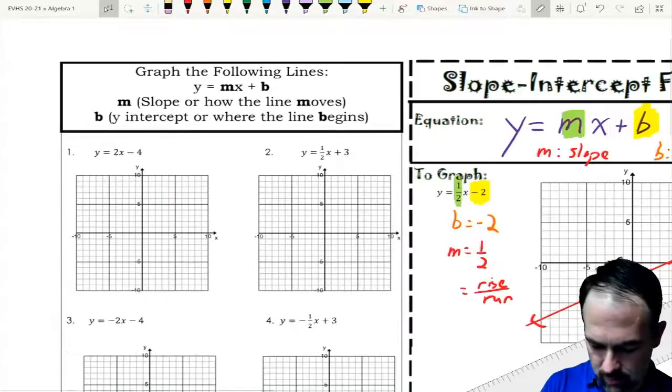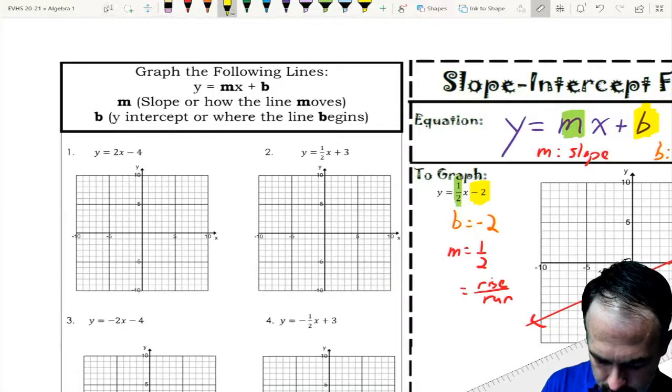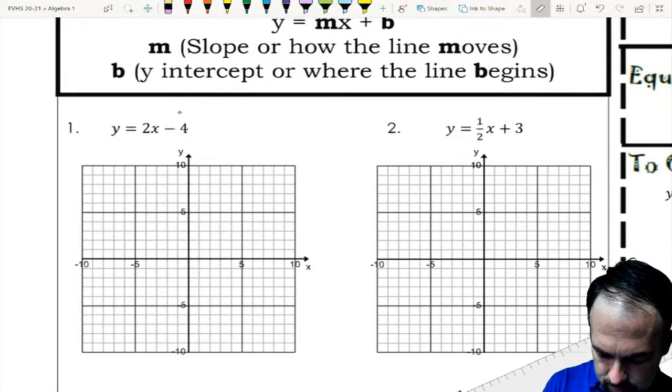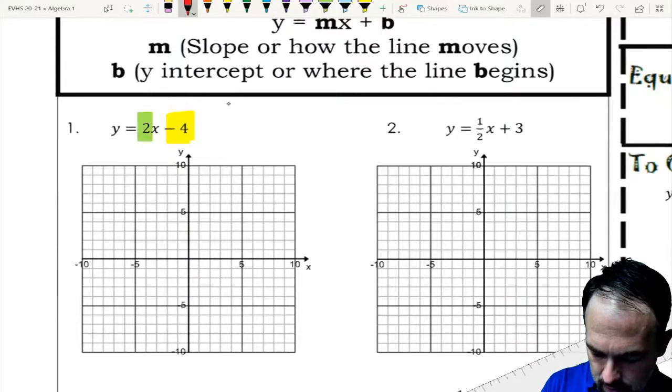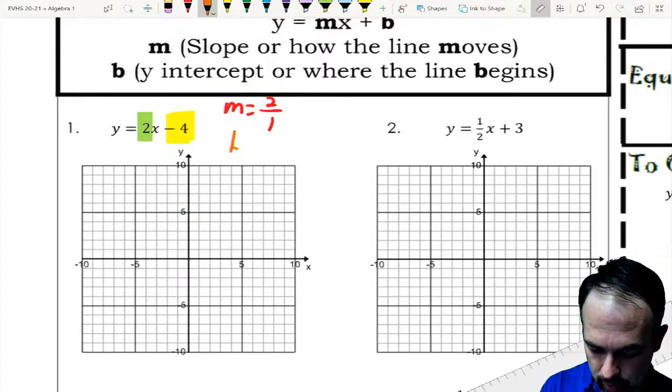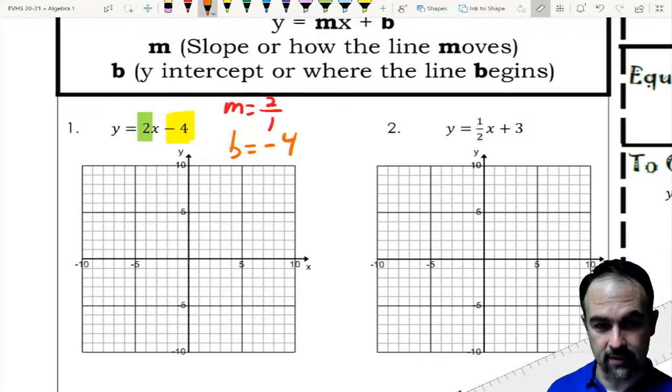Just to remind myself, I had yellow and green. My y-intercept here is -4, and my slope is 2. So m equals 2, and remember we always write those as fractions, and this lesson today is the reason why we always write them as fractions. Also make sure you have your negative sign on there for -4.